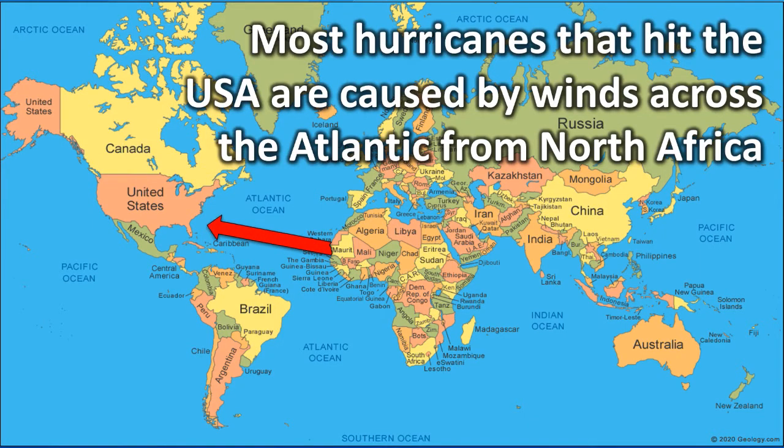Most hurricanes that hit the USA are caused by winds across the Atlantic from North Africa. This is because if you think of where the equator line is, and the fact that the Earth is round and it spins, we can see that as the hurricane in the northern hemisphere begins to spin counterclockwise, it will have a trajectory from right to left, from east to west. And that is what we'll find.